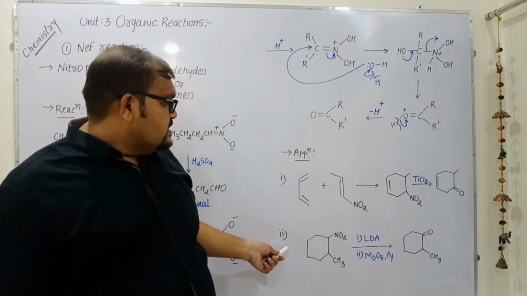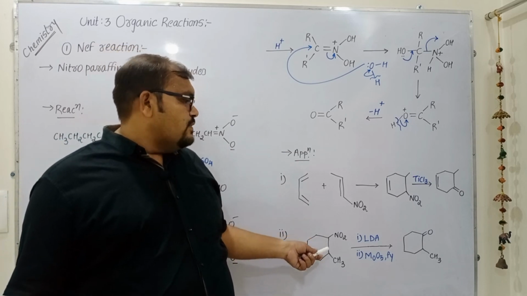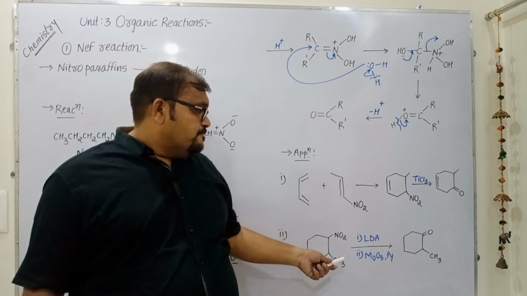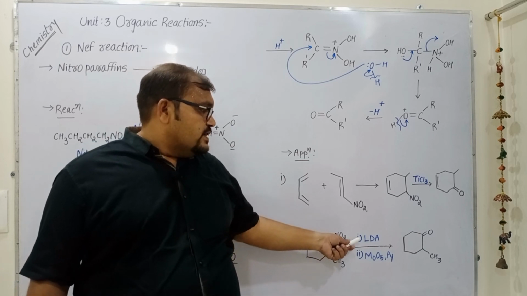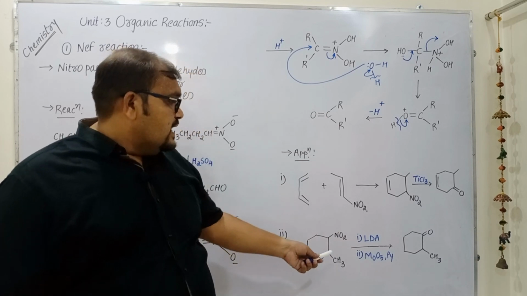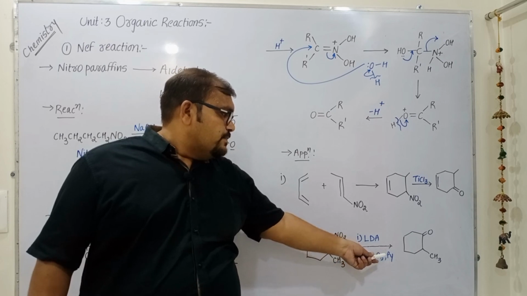Then the next application, as we can see here, is that at the 1,2 position, or the alpha position, when nitro and methyl groups are there, we react it first with LDA, that is lithium diisopropylamide, and next with molybdenum pentoxide in pyridine.